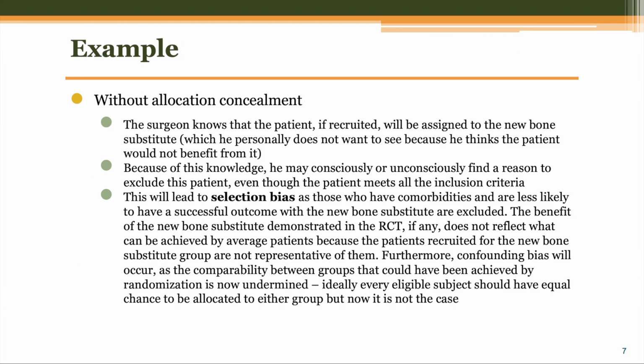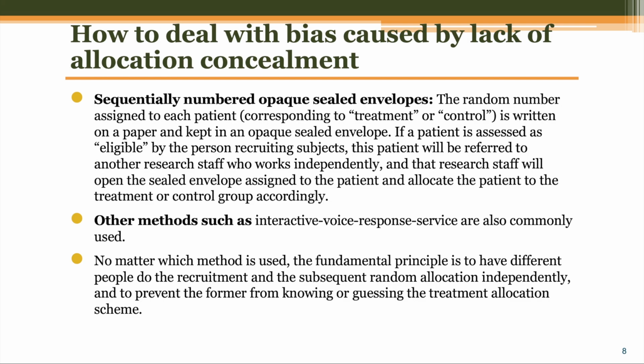The benefit of the new bone substitute demonstrated in the RCT, if any, does not reflect what can be achieved by average patients because the patients recruited for the new bone substitute group are not representative of them. Furthermore, confounding bias will occur, as the comparability between groups that could have been achieved by randomization is now undermined. Ideally, every eligible subject should have equal chance to be allocated to either group, but now it is not the case. So how to deal with bias caused by lack of allocation concealment?